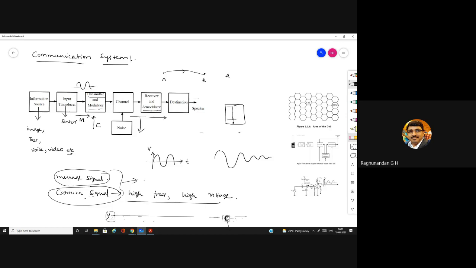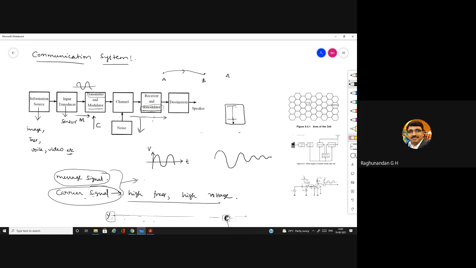In the same way here, when the signal reaches the destination, the demodulator is going to take only the message signal, ignore and discard the carrier signal, and we will get only the required message signal. So this is the technique of modulation and demodulation.